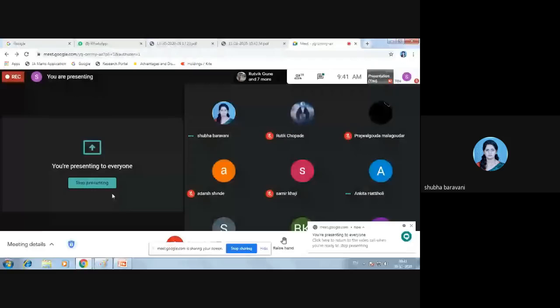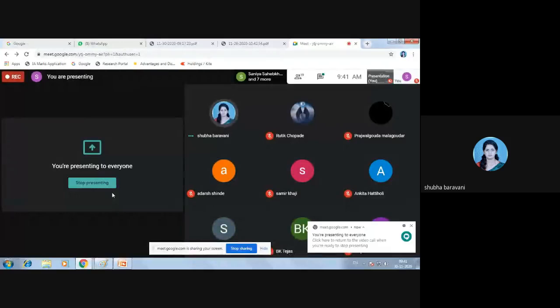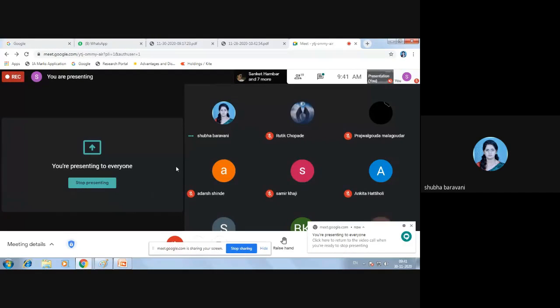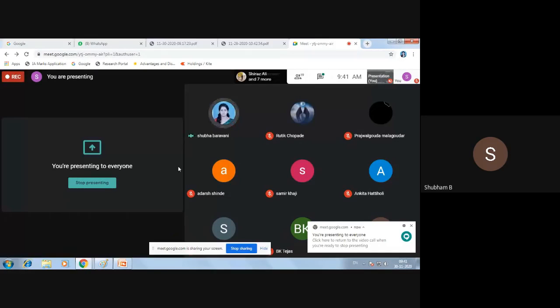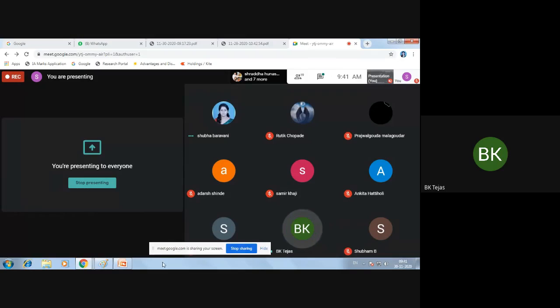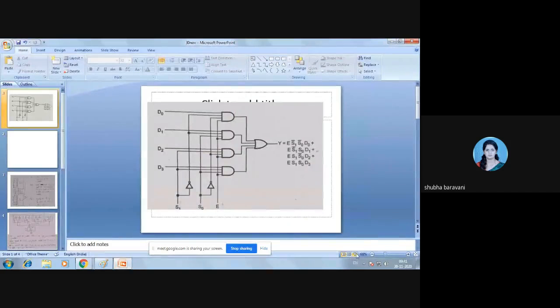Okay, now is the screen visible? No, ma'am. Shubham, screen is visible? Yes, ma'am. Now it is visible. Tejas, is the screen visible? Yes, ma'am, it is visible. Sorry for this.